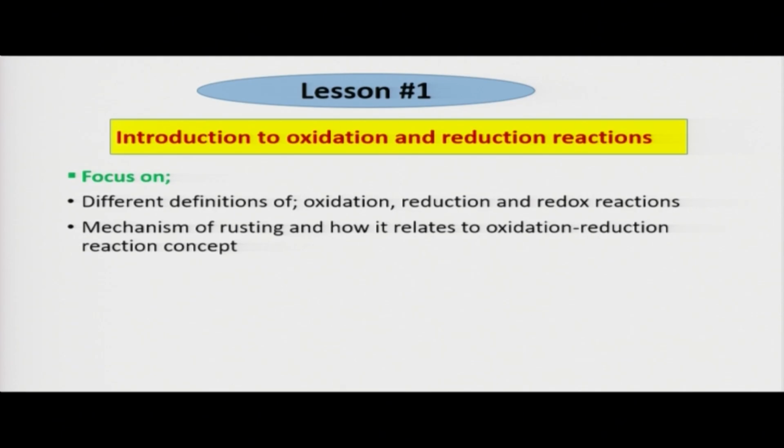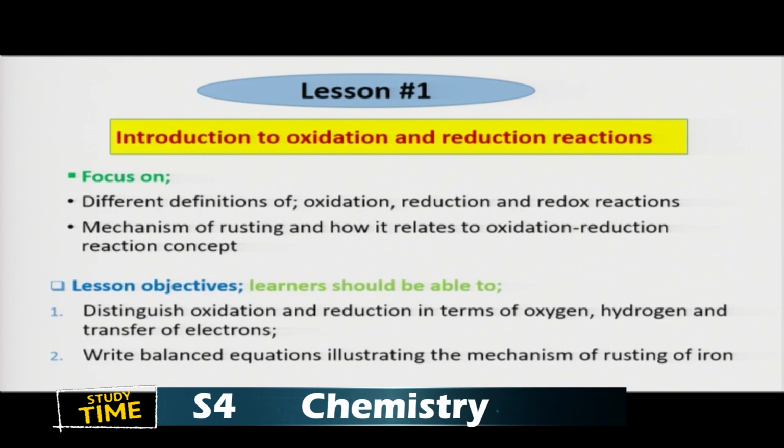Introduction, we are just going to be looking at a few concepts in there, but mostly it is about defining what is oxidation, what is reduction, what is a redox reaction, and using day-to-day chemical reactions to illustrate what is redox reaction. And in that case, we shall be looking at rusting and writing the mechanism on how rusting occurs. So that is what we shall be looking at, and today's objectives, they are two.